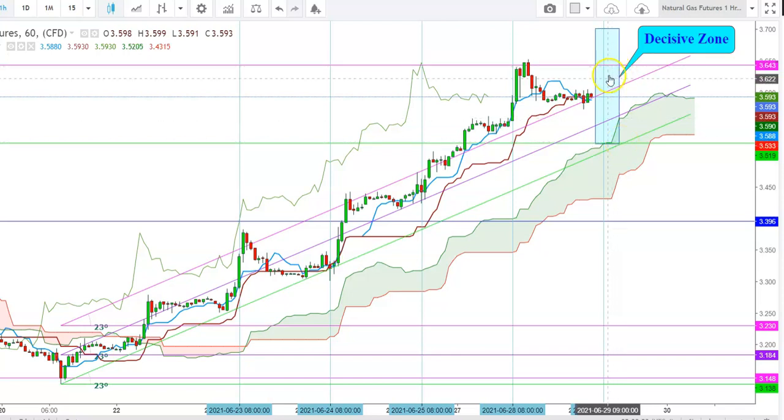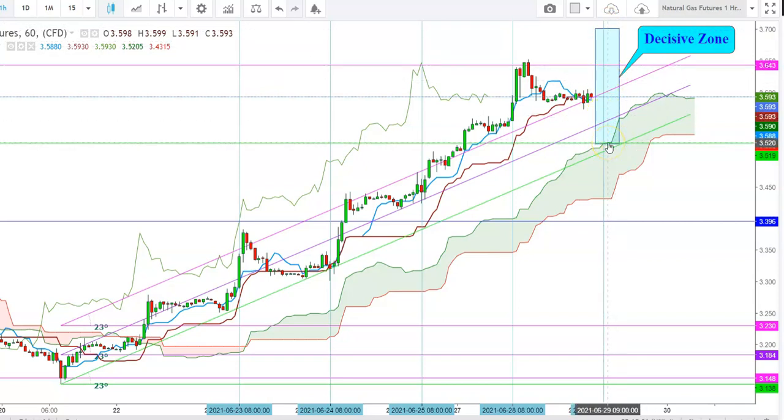Friends, be ready to see action amid this decisive zone, because currently you can see that the 9 days moving average has turned downward, but despite the formation of a bearish crossover in an hourly time frame, natural gas futures have been still sustaining above the 26 days moving average, which looks evident enough for an upcoming volatile move, where the natural gas futures will have to take a decisive move today before the closing.